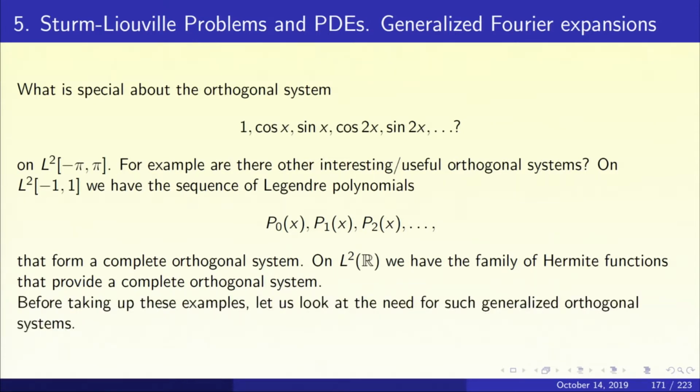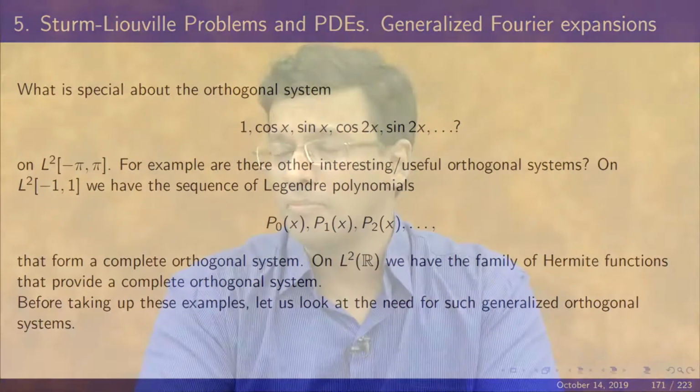So, now before taking up these two examples of Legendre polynomials and Hermite functions, let us look at the need for such generalized orthogonal systems. So, this leads us to the topic of Sturm-Liouville problems and partial differential equations and generalized Fourier expansions. So, the title of this module is Generalized Fourier expansions or Sturm-Liouville problems and its applications to partial differential equations.